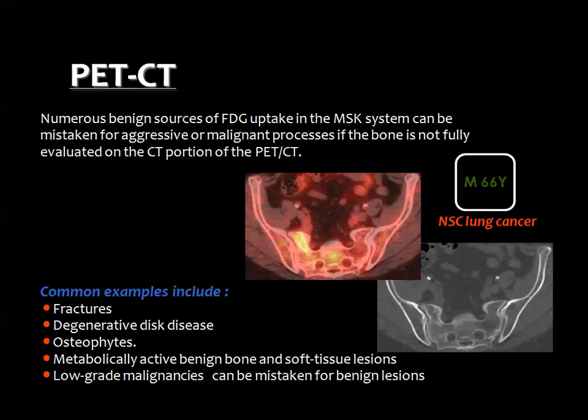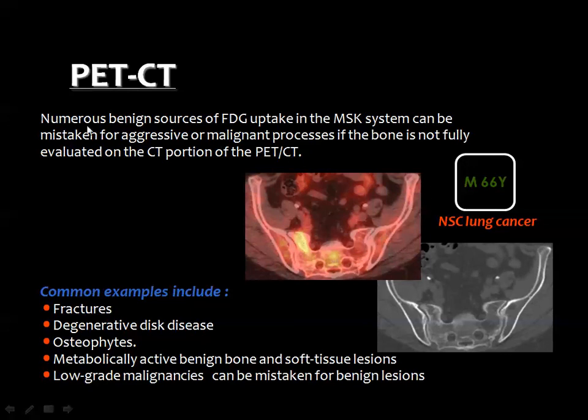I will give you only one example so that you can appreciate the value or the size or the location of PET CT in the battery of imaging modalities. This patient had a non-small cell lung cancer and pain in the pelvis. PET CT showed there is an increased area of uptake here, which can be easily interpreted as a metastatic deposit. But the CT scan of the PET CT showed that this is just a fracture. A fracture will show high uptake, and also metastasis will show high uptake.